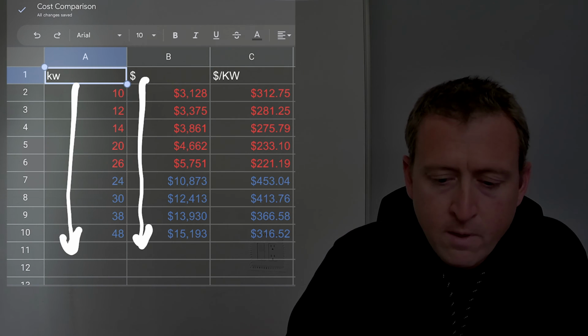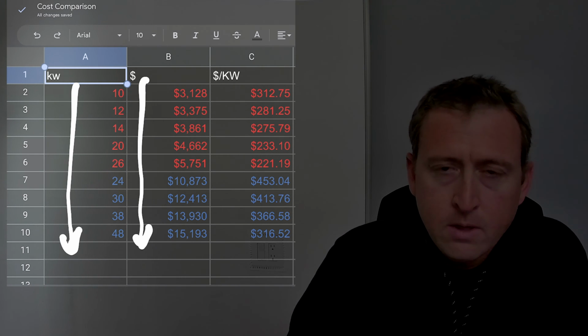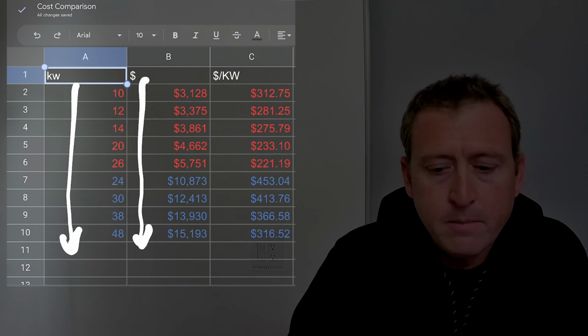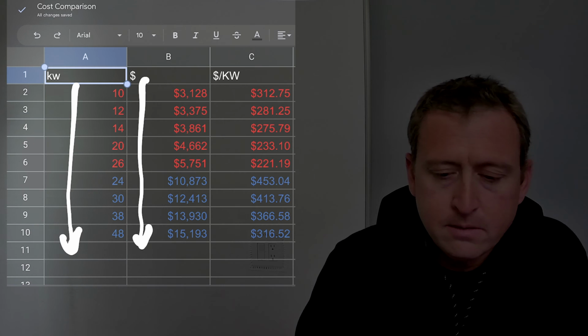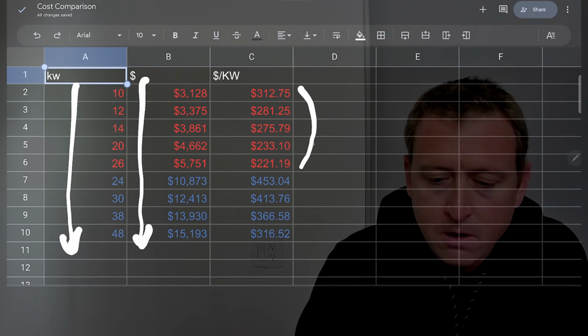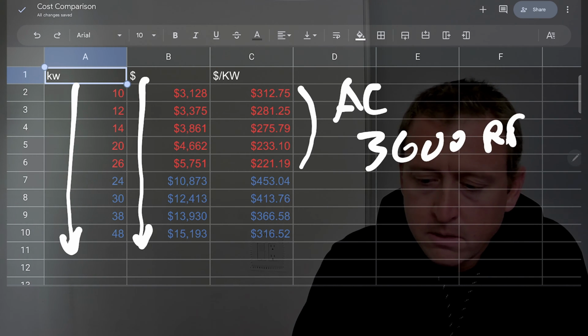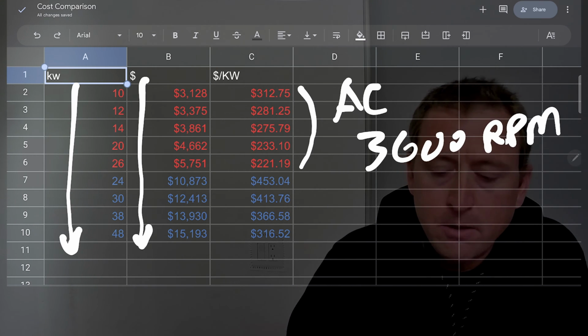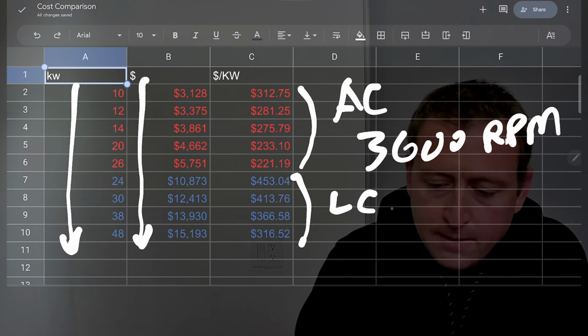There's one thing you're probably noticing already. What is the difference between the red and the blue? That's the second dimension that'll really make the difference with how much your generator is going to cost. These red ones are air-cooled 3600 RPM generators. So that's a certain class of generator that you can get. The second ones in blue are liquid cooled and they run at 1800 RPMs.